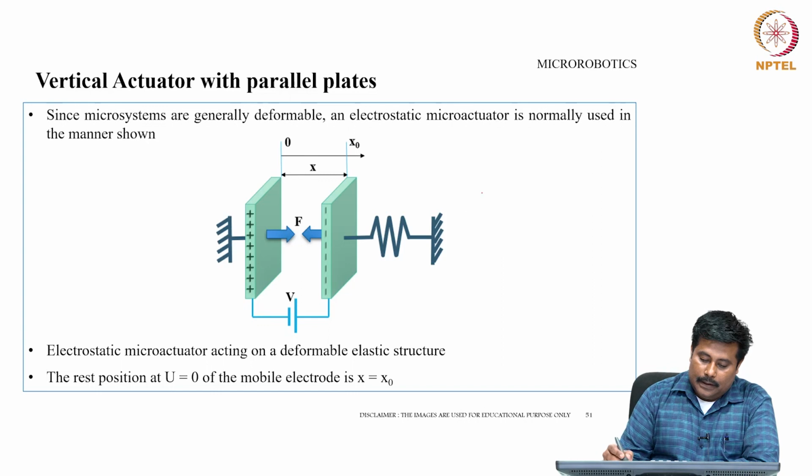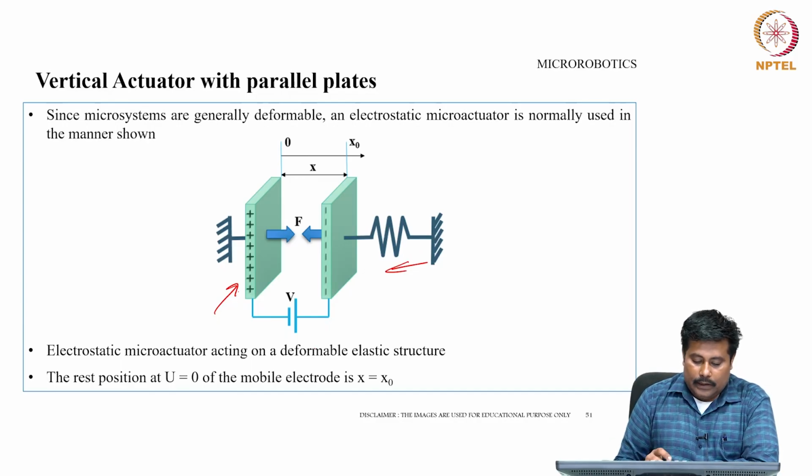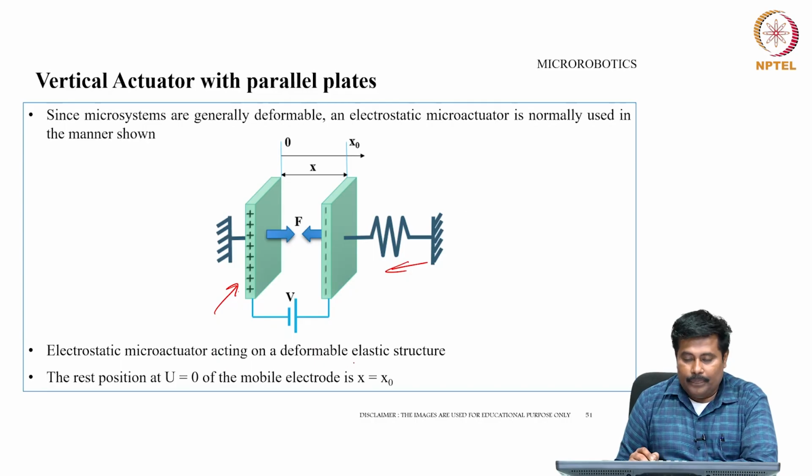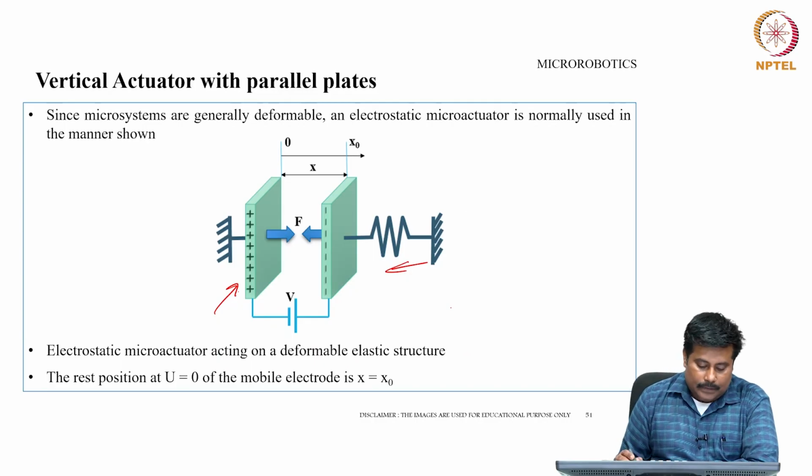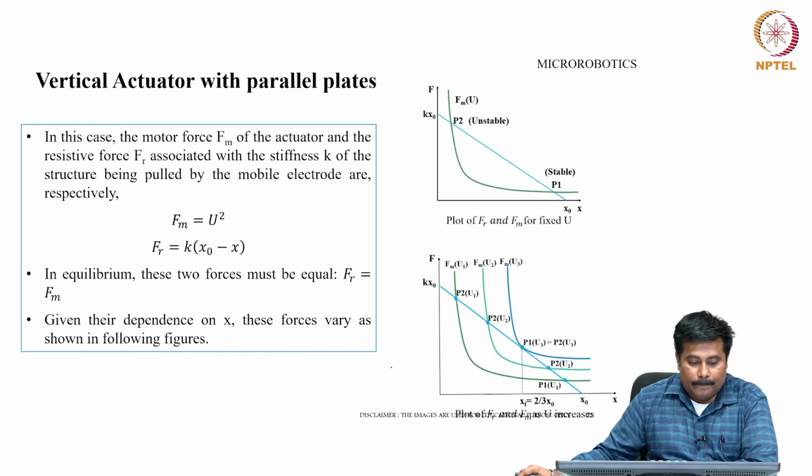Since microsystems are generally deformable, the electrostatic microactuator is normally used in the manner as shown. In this particular case, the positive charge is fixed and the negative charge is connected to a kind of spring structure, so the microactuator acts on a deformable elastic structure. The rest position at U0 of the mobile electrode is x equals x naught.